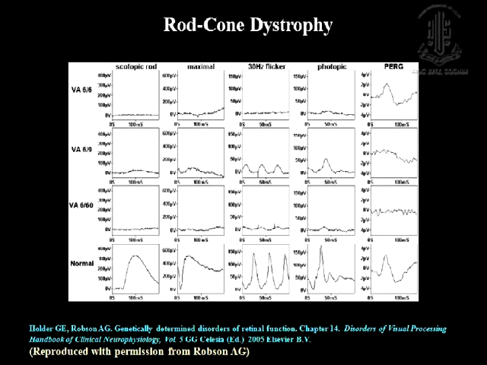Okay, this is another example of rod cone dystrophy, and you see that the visual acuity is 6/6 in this patient, but both the scotopic and the photopic responses are attenuated. There is a good pattern ERG, because pattern ERG, if you recall Dr. Shetty's presentation, comes from the macula, which is good, which corroborates with a visual acuity of 6/6.